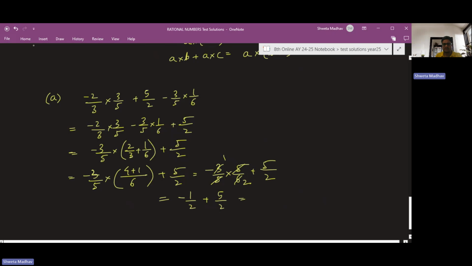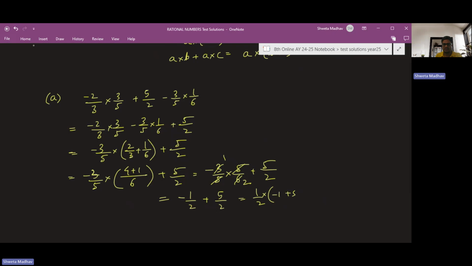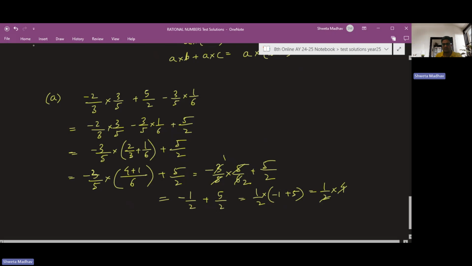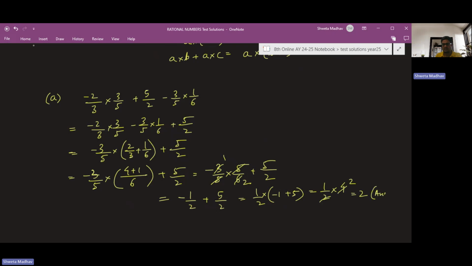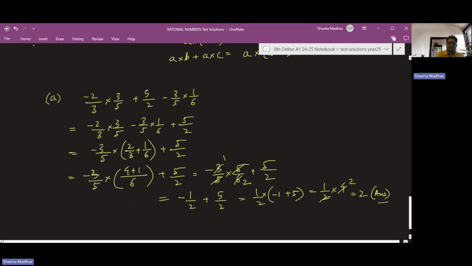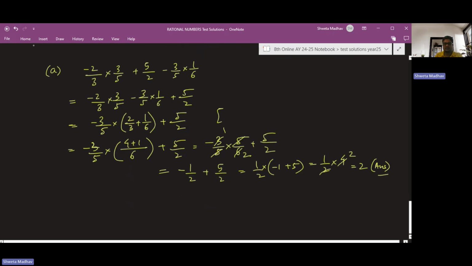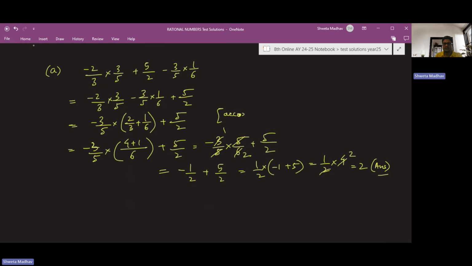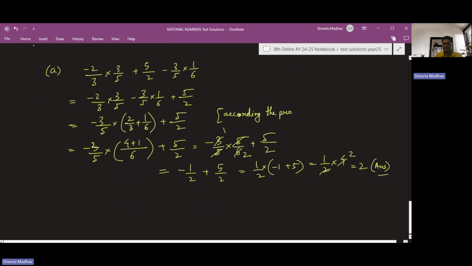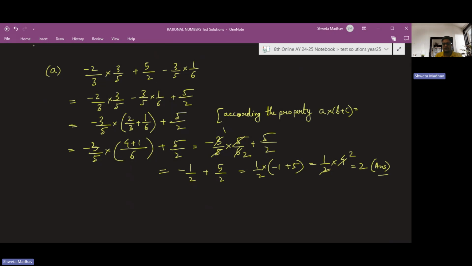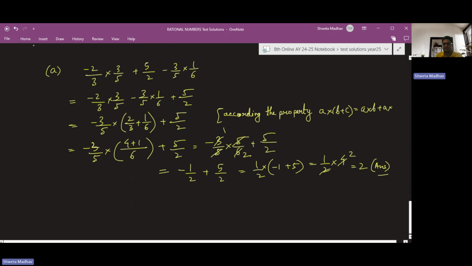Now here again in these two I can take 1 by 2 as common, and then I can say this is 1 by 2 into (minus 1 plus 5). So this will be 1 by 2 into 4. So 2 2s are 4, so therefore the answer is 2. So here we have applied the distributive property, according to the property A into (B plus C) gives A into B plus A into C.